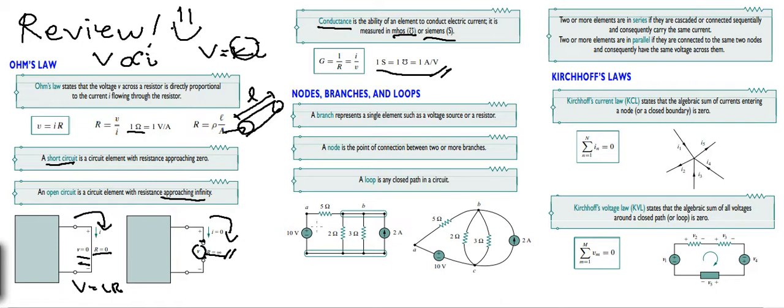So we have a branch circuit. We have 1, 2, 3, 4, 5 branch circuits. Now, how about a node? A node is a point of interconnection between two or more branches. Now we have this branch A, branch B, and we also have branch C.